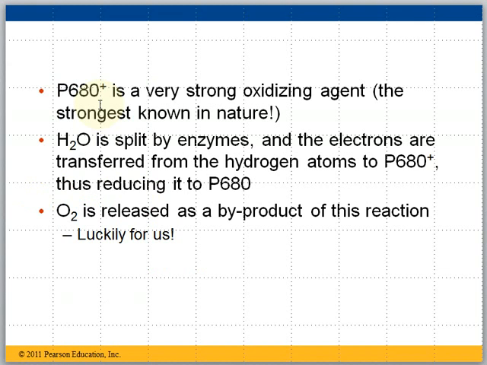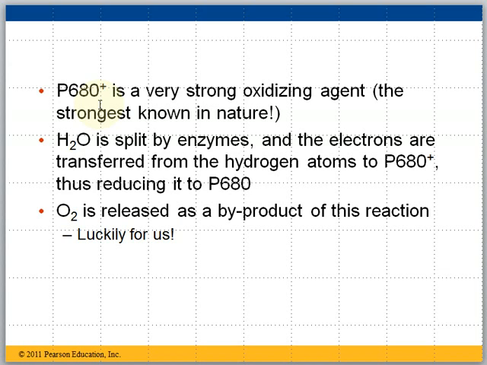The P680 plus, once it's given its electron away, is a very strong oxidizing agent. As a matter of fact, it's one of the strongest oxidizing agents known in nature, and it really wants to replace that electron that it just gave away to the primary acceptor. So it will basically strip electrons from wherever it can get them.